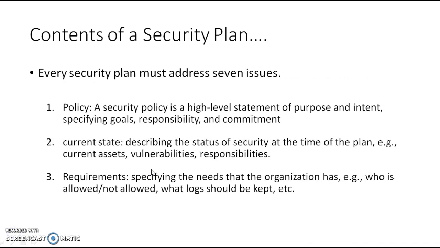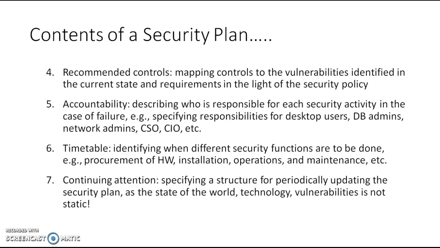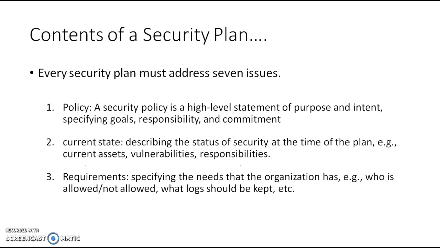Now we see the contents of the security plan, that is, what should be in it. There are 7 contents in a security plan. The first is the policy, the second is the current state, the third is the requirements, the fourth is the recommended controls, the fifth is the accountability, the sixth is the timetable, and the seventh is continuing attention. Now we will discuss them one by one. What do you mean by the policy?